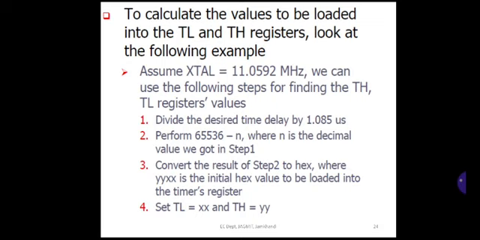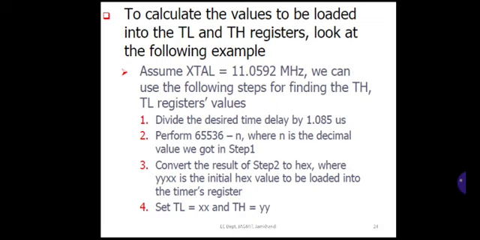Next, we are going to calculate the values to be loaded into the TL and TH registers. Look at the following example. Until now, we have just loaded some arbitrary value into the TL and TH registers. Now, a particular value must be loaded, and we are going to see how to do that. Assume crystal oscillator Xtal is equal to 11.0592 megahertz. We can use the following steps to find TH and TL register values. First, divide the desired time delay by 1.085 microseconds.